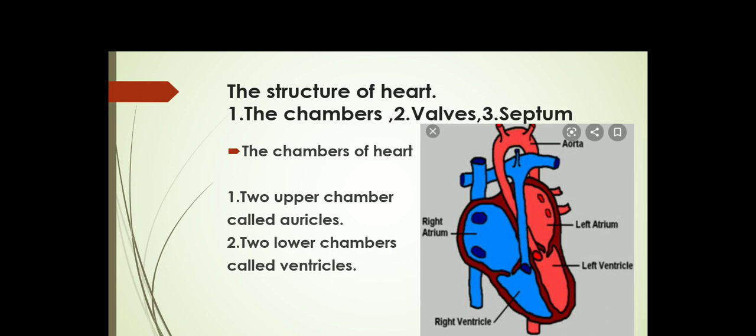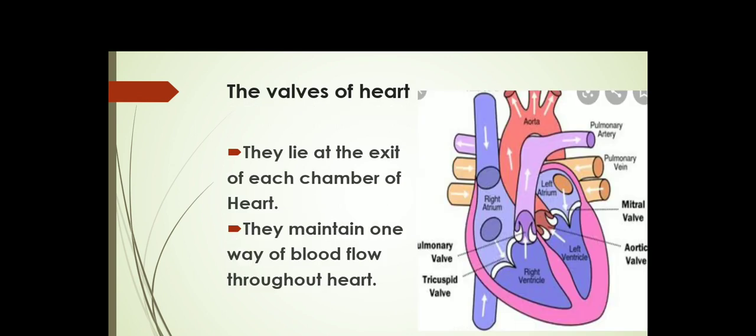There are 4 chambers in the heart. The upper chambers are called the auricles and the lower chambers are called the ventricles. I repeat, upper chambers are called the auricles, lower chambers are called the ventricles. Now there will be right auricle, left auricle, right ventricle, left ventricle. Understand?